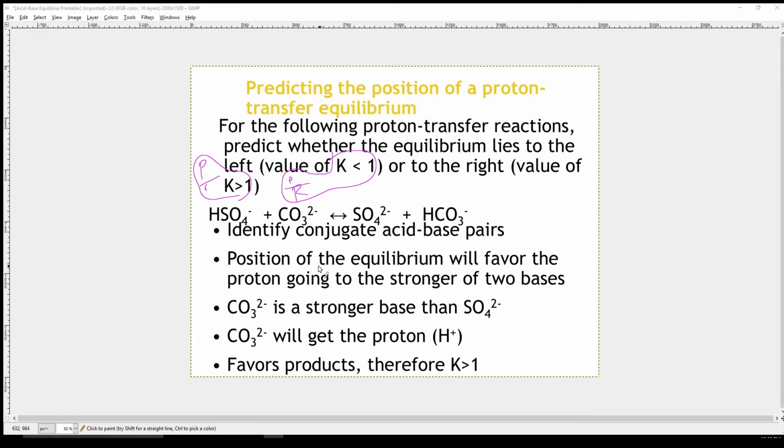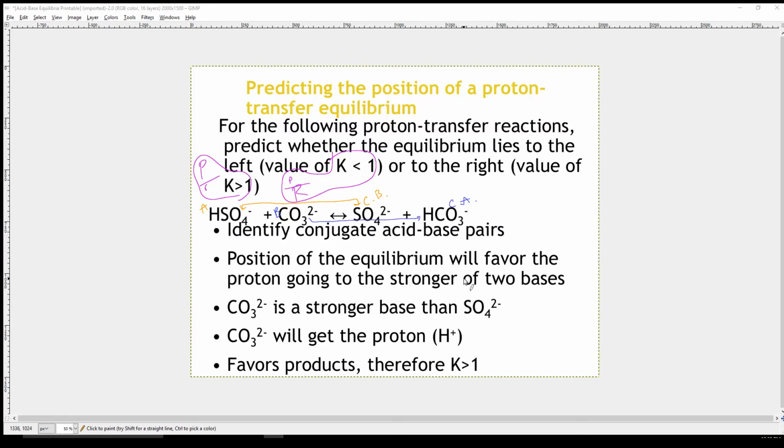So let's look here. First, we're going to identify our conjugate acid-base pairs. So I have HSO4 minus and I have CO3 2 minus. Let's look for which one is going to lose its hydrogen. Looks like HSO4 minus is our lucky winner. It lost its hydrogen, so that must mean it's an acid, making SO4 2 minus its conjugate base, whereas our CO3 2 minus gains a hydrogen. So that means that this is our base and this is our conjugate acid.